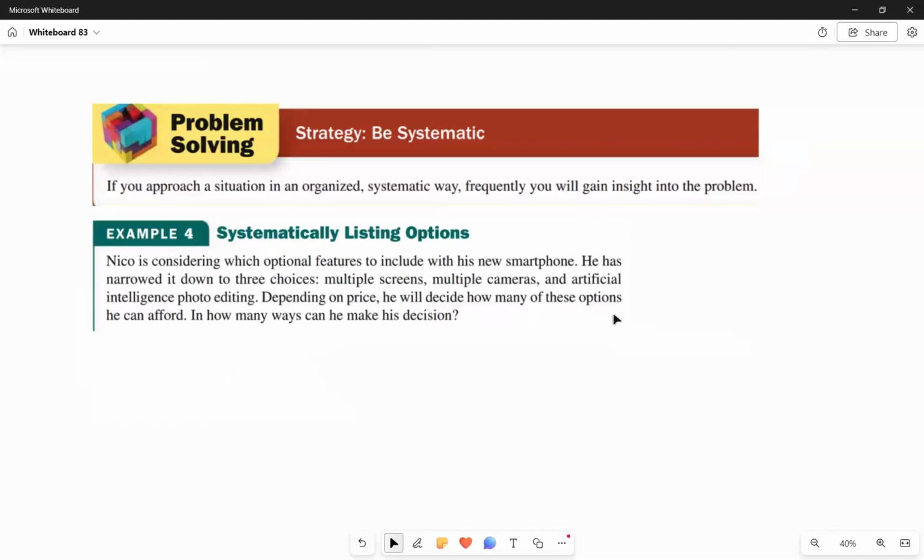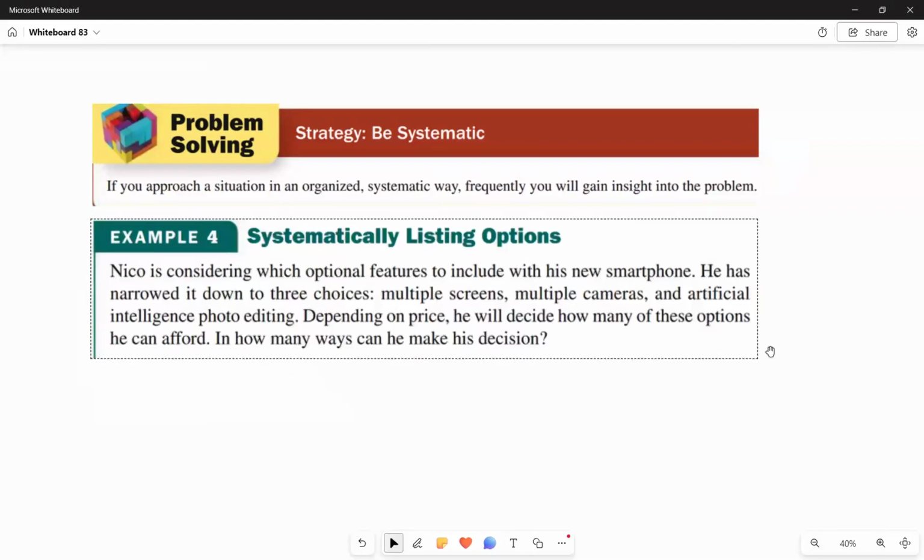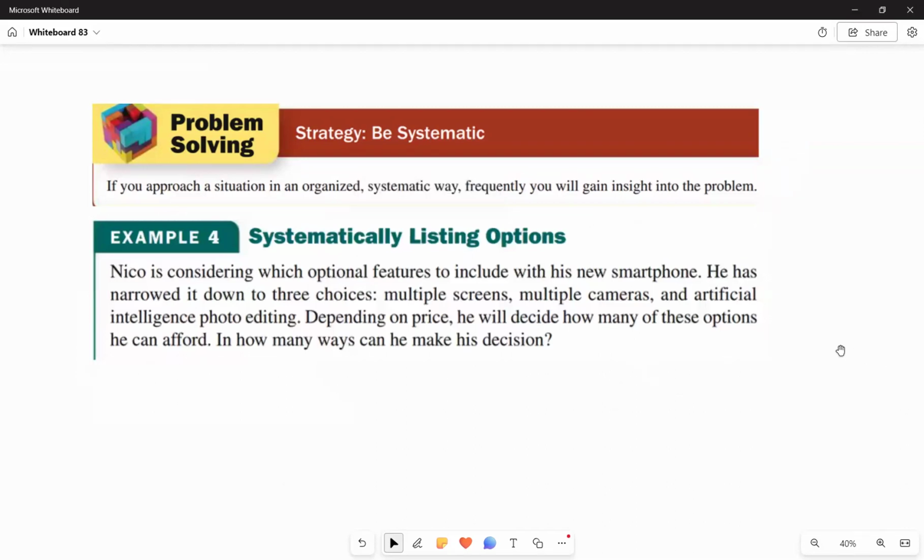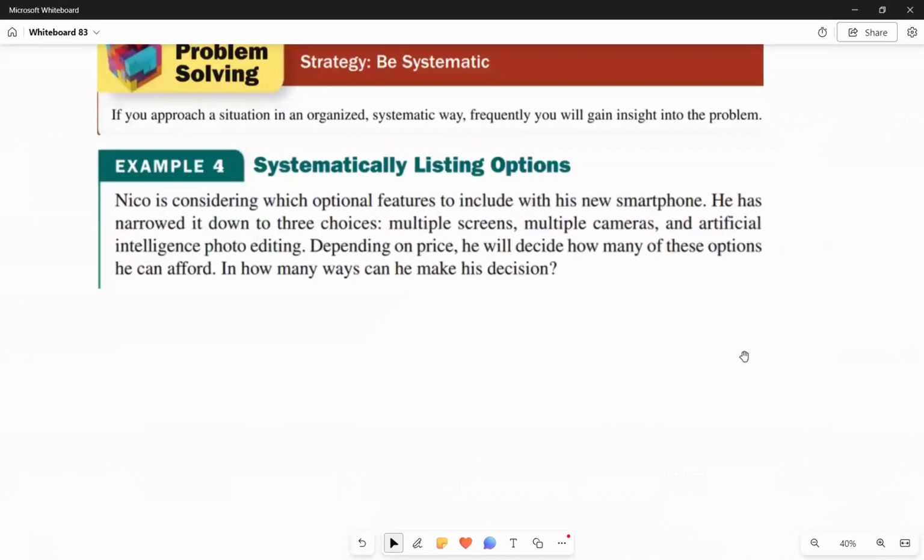Suppose that Nico is considering which optional features to include with his new smartphone. He has narrowed it down to 3 choices: multiple screens, multiple cameras, and artificial intelligence photo editing. Depending on price, he will decide how many of these options he can afford. Question: in how many ways can he make his decision? So we are going to organize all the possibilities.